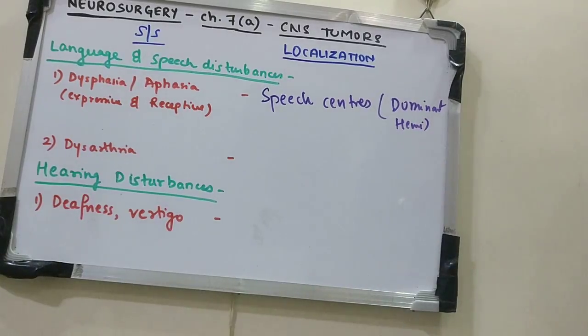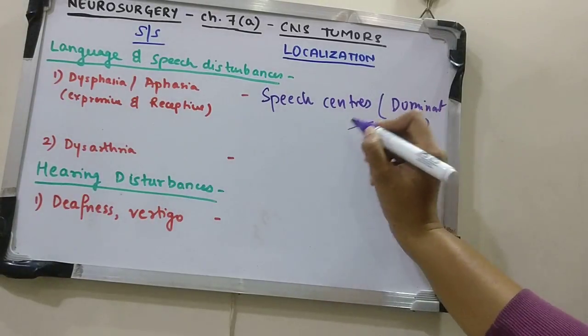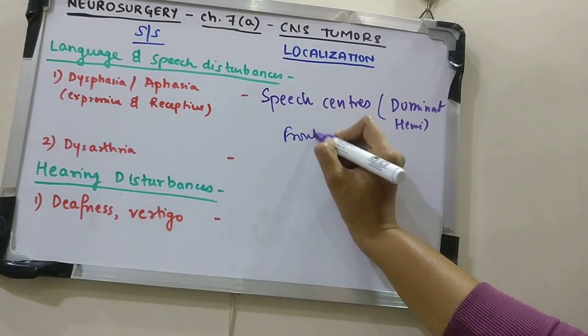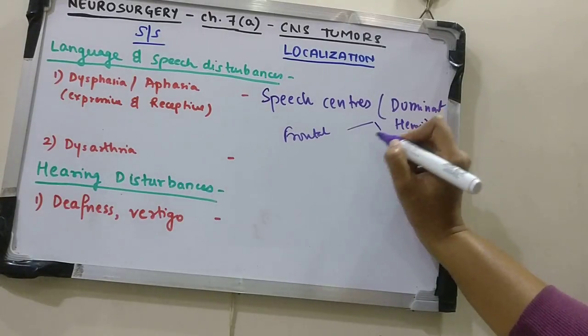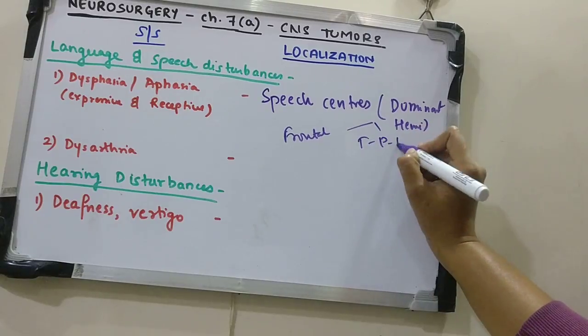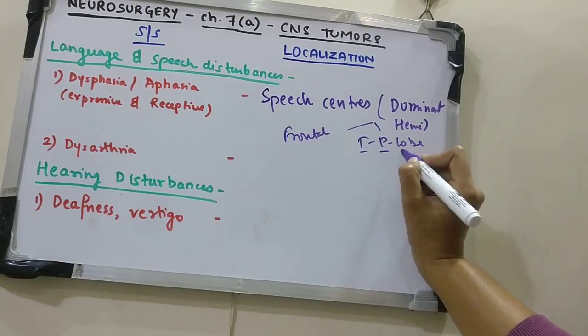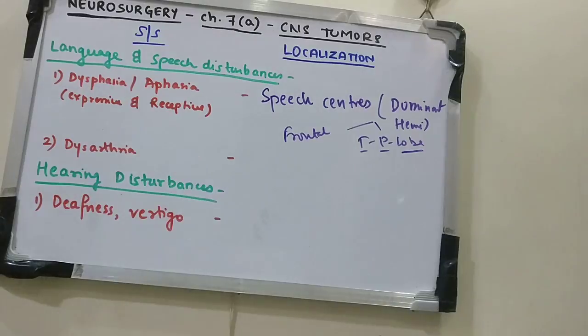In case it is an expressive problem, it is usually Broca's area that is involved. So it would be a problem in your dominant frontal cortex. And if it is a receptive problem, that is your Wernicke's aphasia, it would be in the temporoparietal lobe.